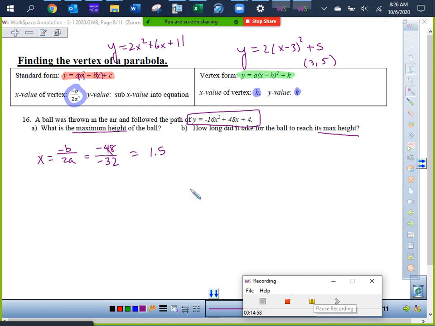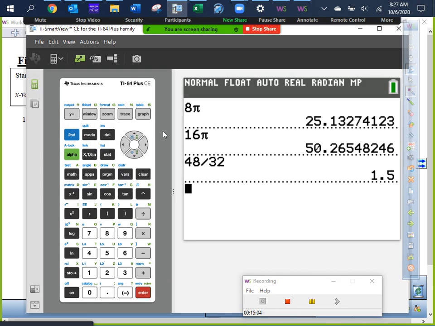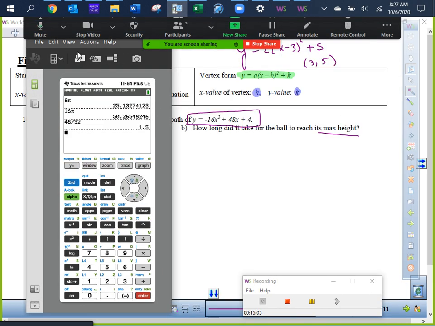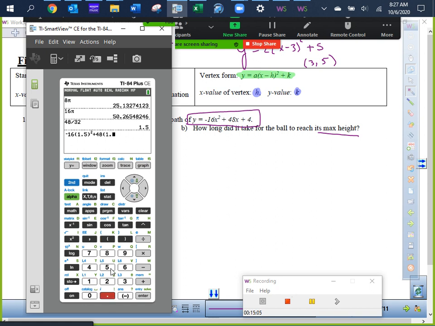We will substitute 1.5 in for x. To find the y value, we just got to put it in parentheses. So let me minimize this so I can see what I'm supposed to be typing. Negative 16 times 1.5 squared plus 48 times 1.5 plus 4. Boom. 40. That's what I got.